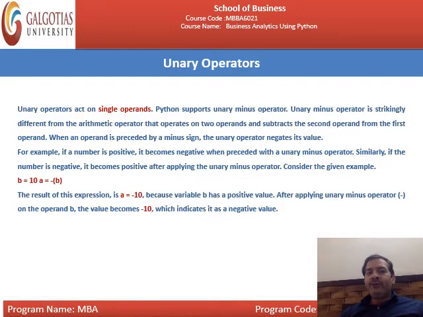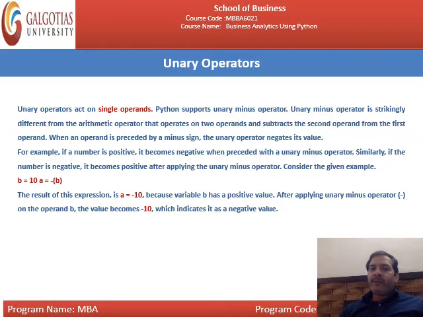Next one is the unary operator. Unary operator means we are having a single operand. For example, I am having an operand A, and the operation is minus A. Minus A is what? This is the unary operator. Now you can read this from here. A unary operator acts on a single operand. Python supports the unary minus operator. The unary minus operator is strikingly different from the arithmetic operator that operates on two operands and subtracts the second operand from the first one.